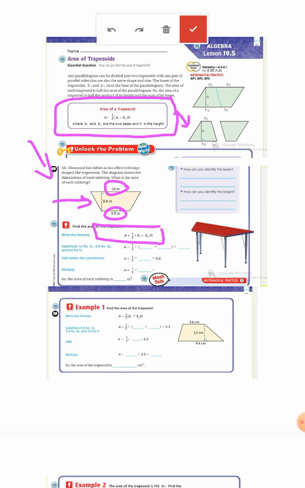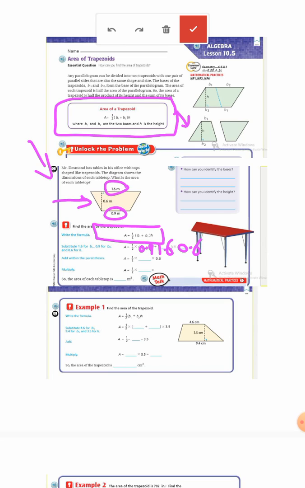So here we are going to substitute the value of each variable by the number. So we have half multiplied by B1. It does not matter which we choose, 0.9 or 1.6, both are right. If we choose B1 as 0.9, this means the other will be B2, 1.6. Then multiply by the height, which is perpendicular to the two bases. So the height here is 0.6.